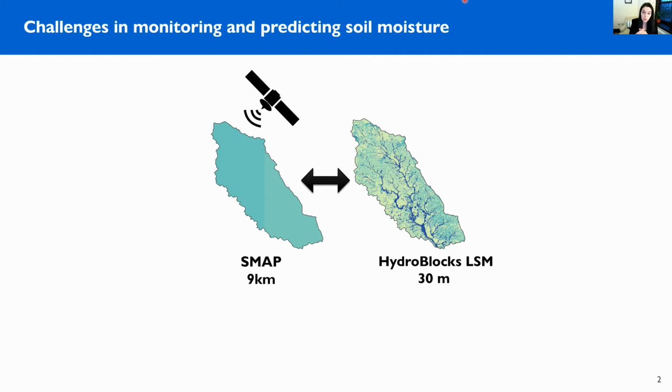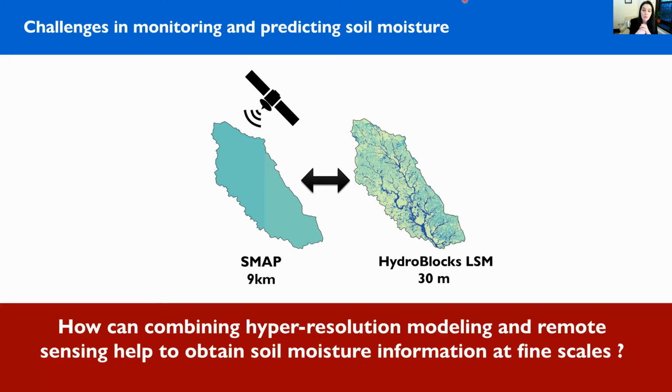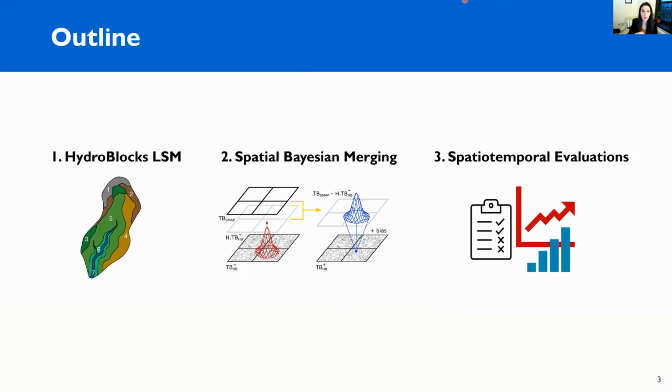To this aim, today I'm going to present my work on how we can combine coarse-scale, microwave-based satellite observations and hyper-resolution modeling to improve our knowledge of the spatial variability of soil moisture at very fine scales. To do that, my presentation will be organized in three main parts.